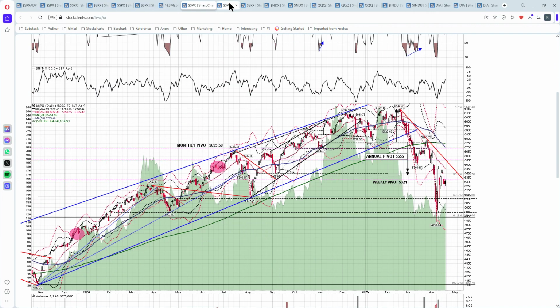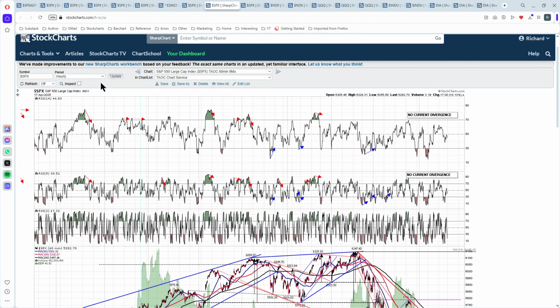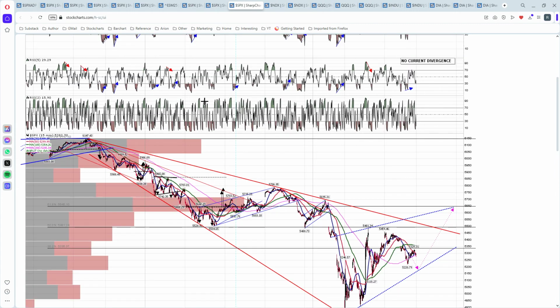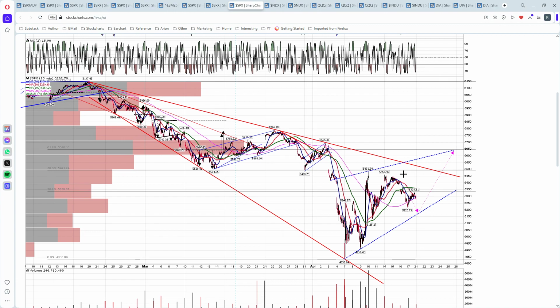Pretty much the same on SPX. Nothing in terms of divergence on the hourly chart. And on the 15-minute chart, I drew in what I would ideally like to see. And this is basically the down move and then the up move that could give us a really nice bear flag if that is in fact what's going to happen.